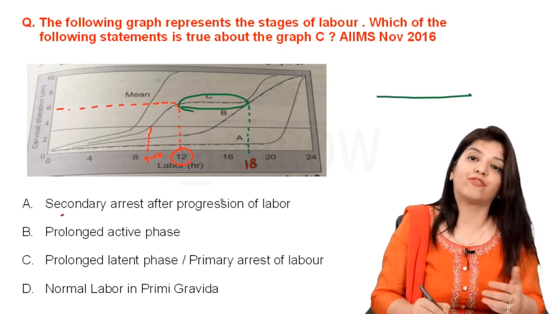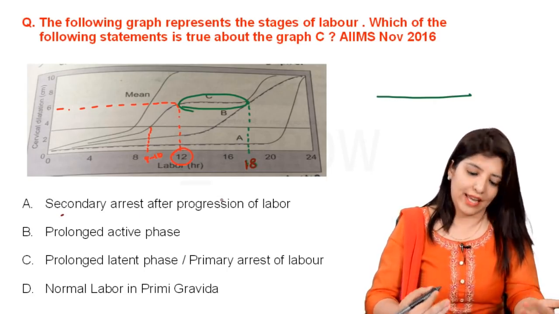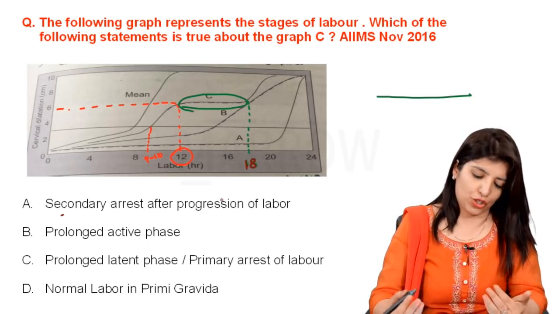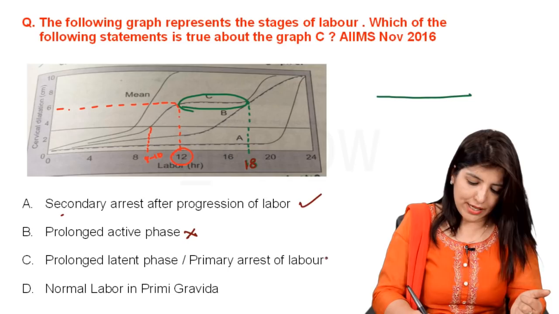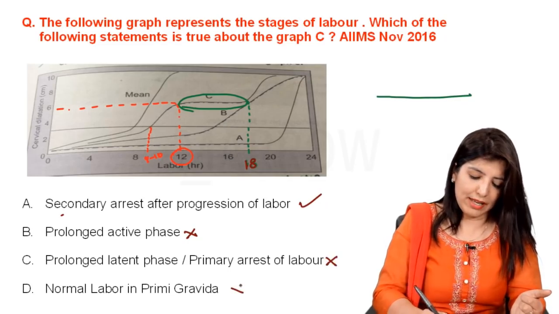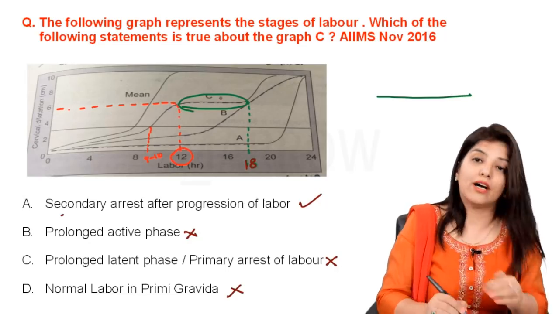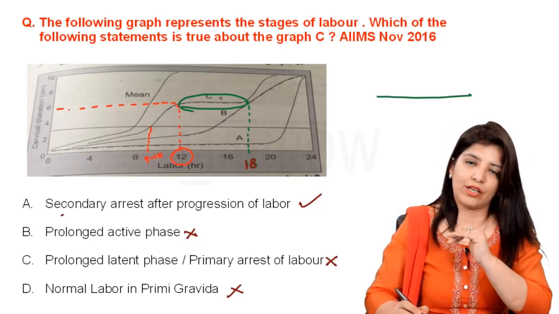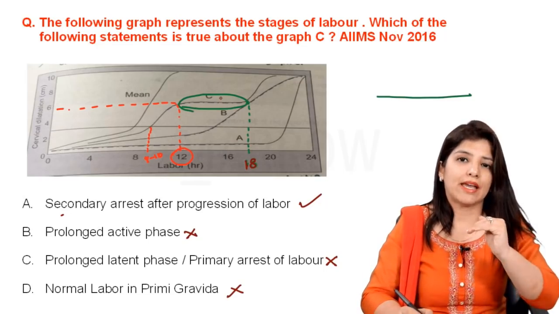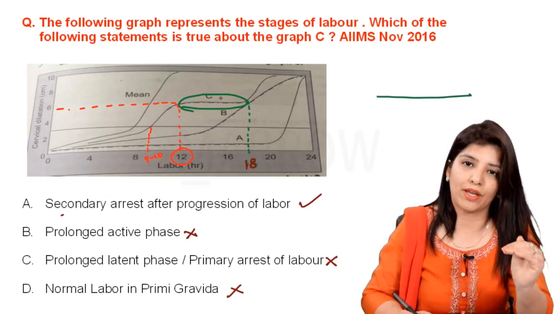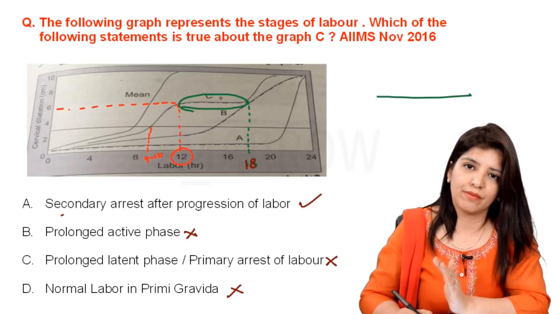Secondary arrest after progression of labor. So, active phase arrest is also called secondary arrest after progression of labor. Prolonged active phase? No. Prolonged latent phase? No. Normal labor? No. Right? Whenever you get a plateau in the active phase, always remember, plateau means that it is the same dilatation which is continuing, and that means active phase arrest.